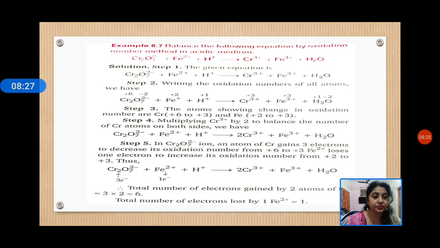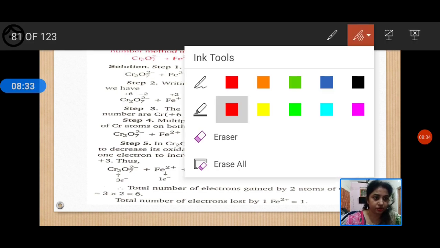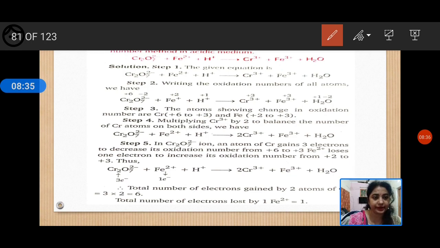So first step again, we will note down the skeleton reaction. Number 2, now we have to mention the oxidation number of every atom at the top of the element. It will be easy for you. Suppose chromium oxide is here. For oxygen, you know, -2. With the formula, we can find out that for chromium, it is coming +6.